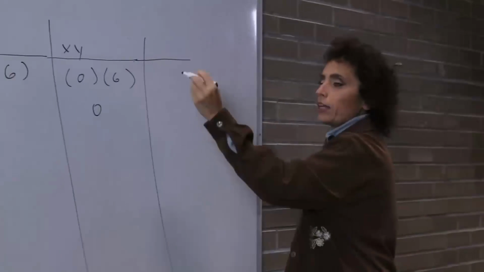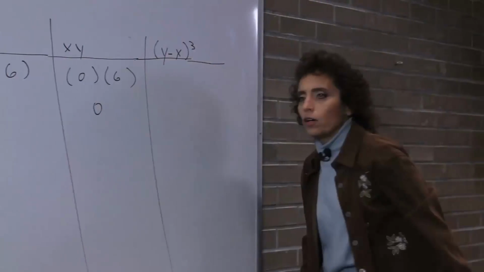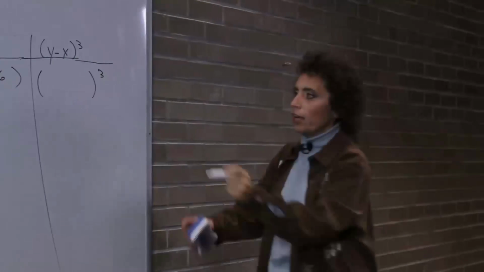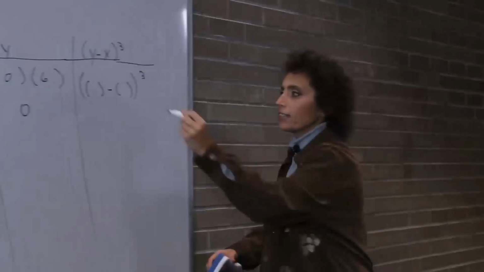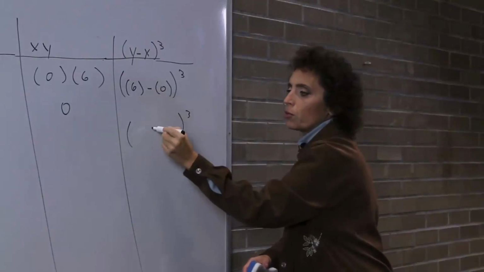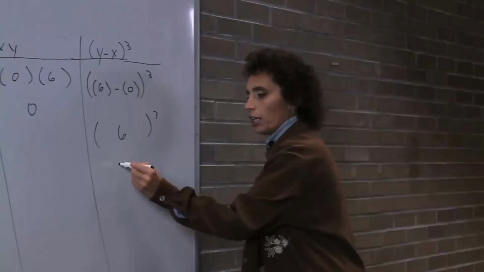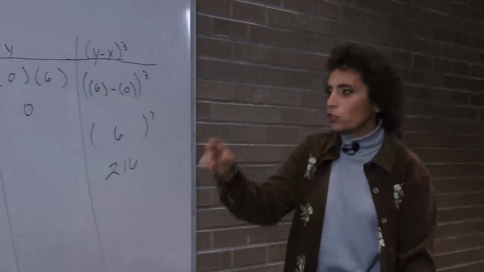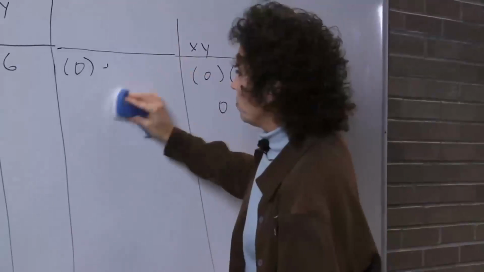Now, y minus x quantity cubed. Okay, so we need the original parentheses. All right, we're going to take y minus x, and the y is 6, and the x is 0. Got to do what's in parentheses first. 6 minus 0 is 6. 6 cubed is 6 times 6, which is 36, times 6 is 216. Probably have to do that off to the side. Okay, so let's finish off with 0 and 6. Let's do that 3y squared and 3y quantity squared.